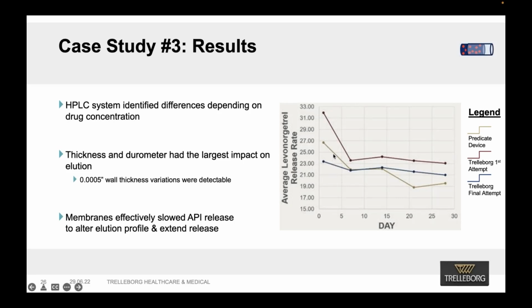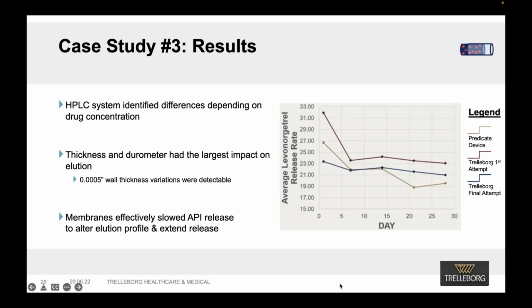So after that initial attempt, once again, just like in the previous case study, we did take another stab at putting together a system and designing a membrane that would more effectively control that elution rate, and came up with something that was, as you can see in the blue line here, much more closely aligned to the concentration of drug that was released over time, and actually proved to be more consistent than the predicate device as well. So obviously through that, there were some major learnings that were driven out of this.